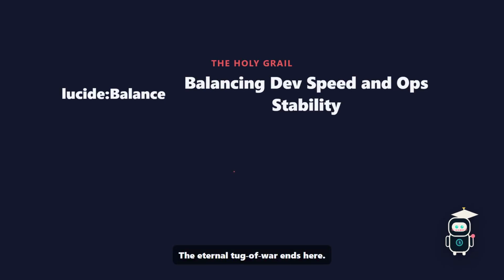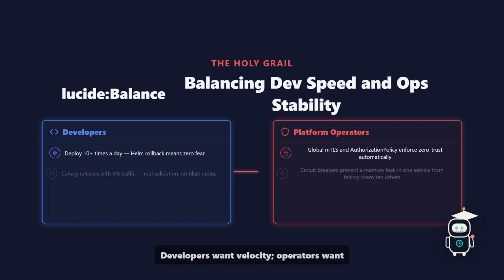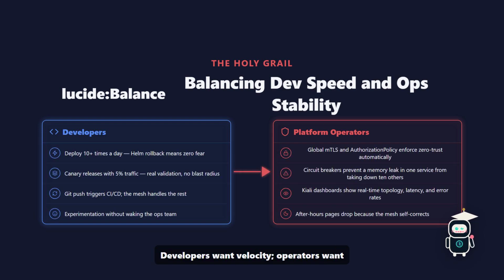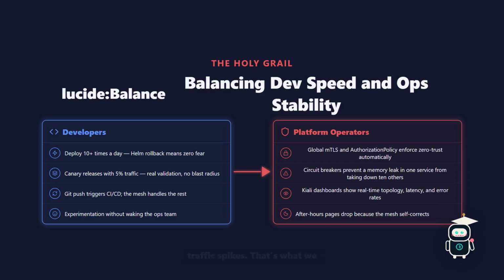The eternal tug-of-war ends here. Developers want velocity, operators want stability. Helm gives developers a repeatable, auditable deployment process with instant rollback. Istio gives operators a programmable network that enforces rules automatically. The result: devs ship fearlessly, ops sleep through traffic spikes. That's what we mean by a sane production platform.